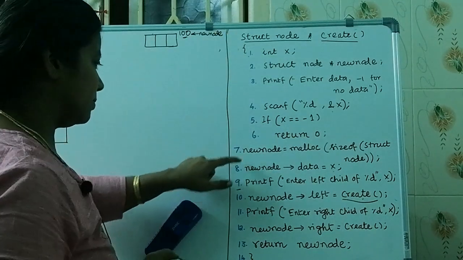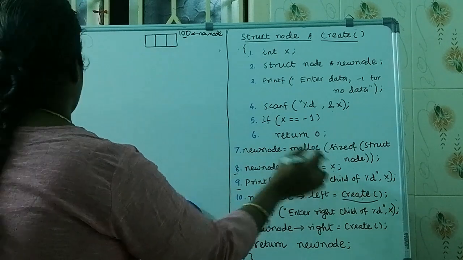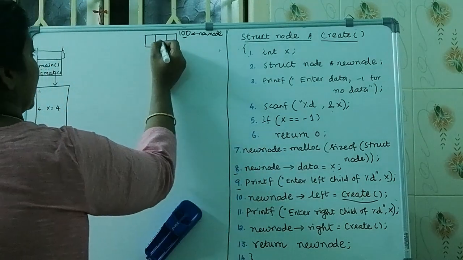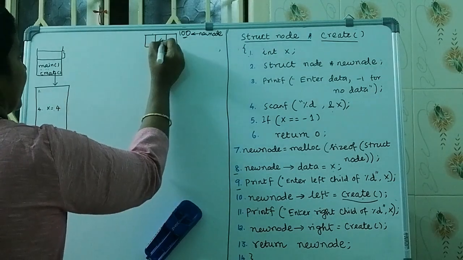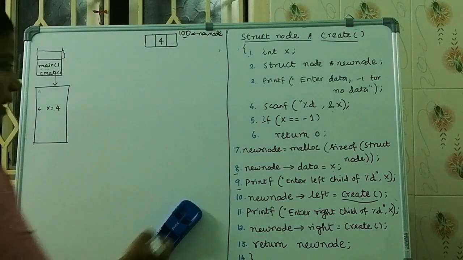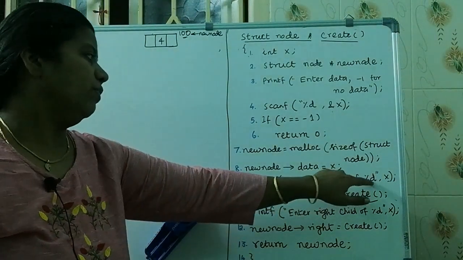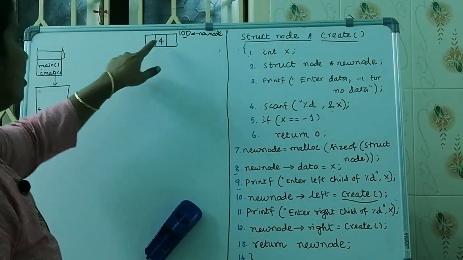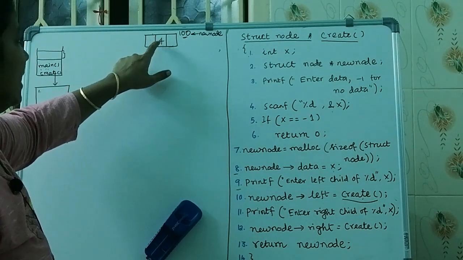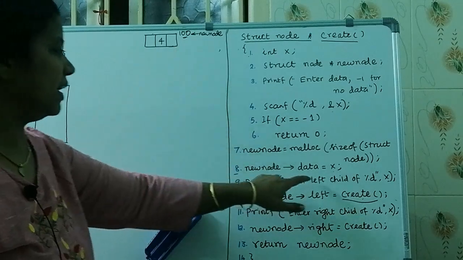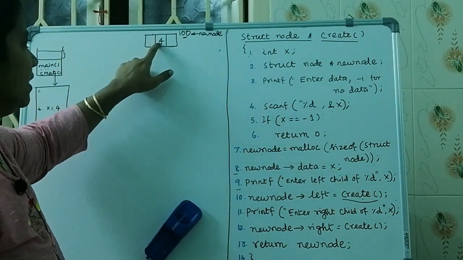Okay. Then it comes to line number 8. Line number 8, new node of data equal to x. Now x gets assigned to new node of data; the x value is 4, so that gets assigned over here. Then line number 9, printf enter left child of %d, x. What is the value of x? Which is 4. It prints enter the left child of 4.